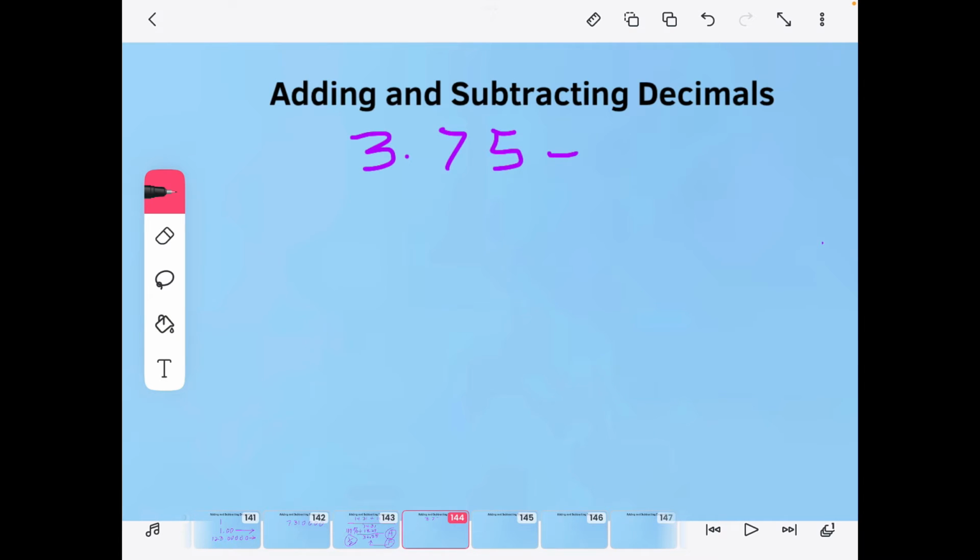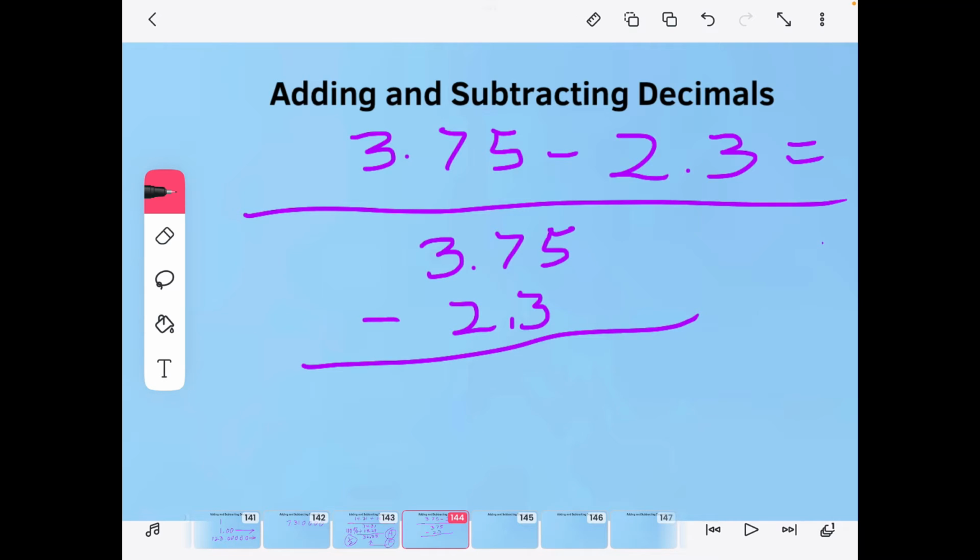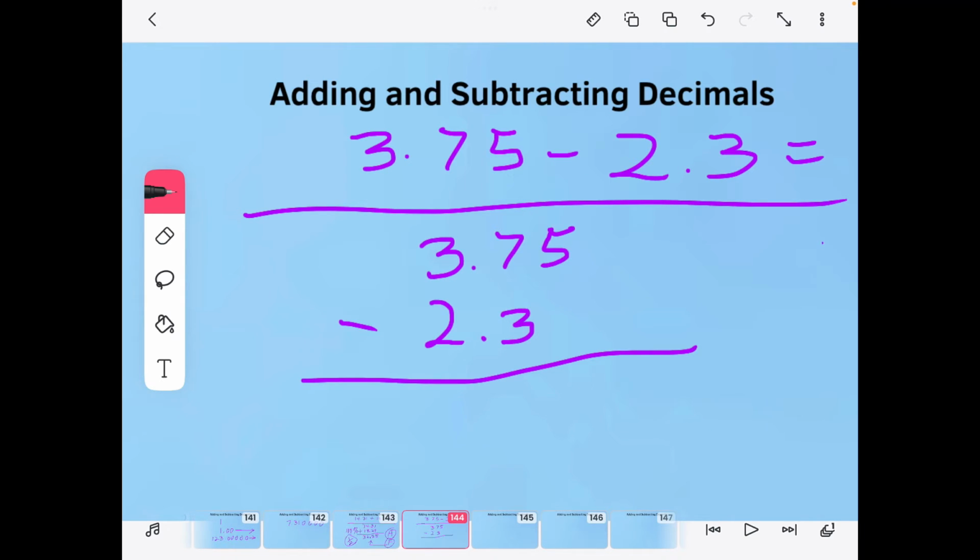3.75 minus 2.3. Let's look at this. 3.75 minus 2.3. Line my decimal. So my decimal points are lined up. And once again, I will put my decimal point right here.